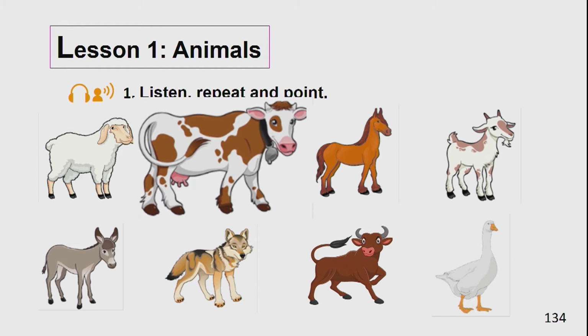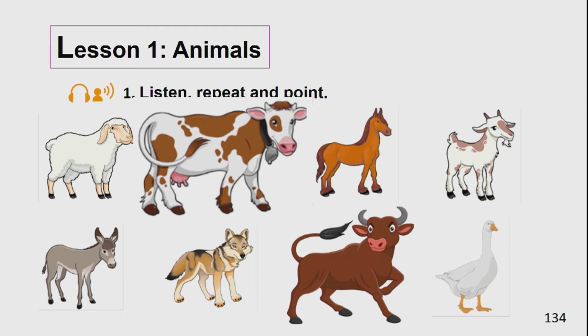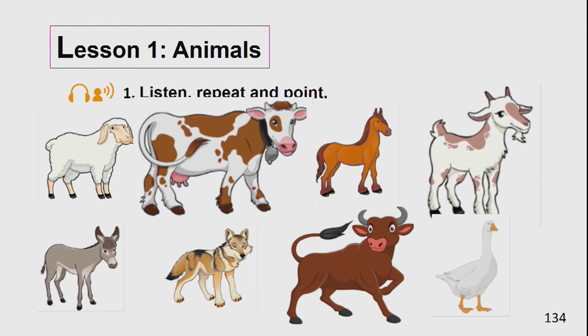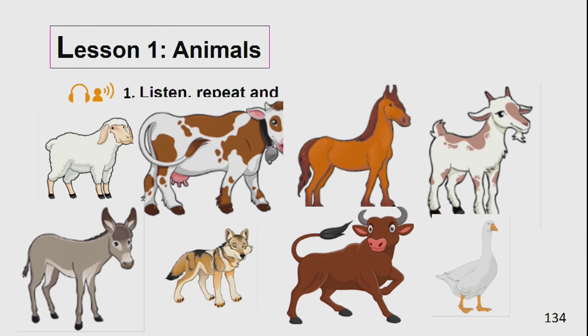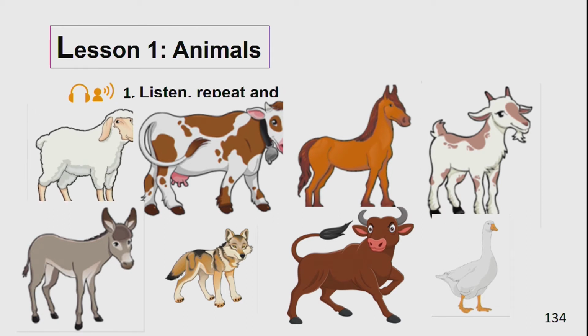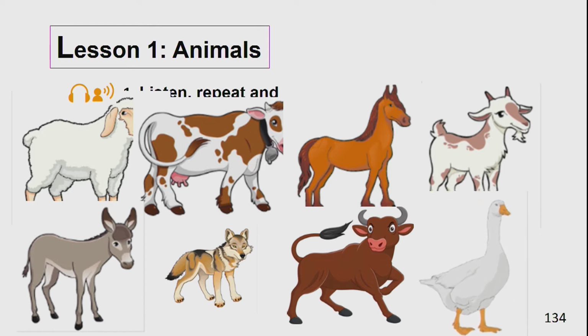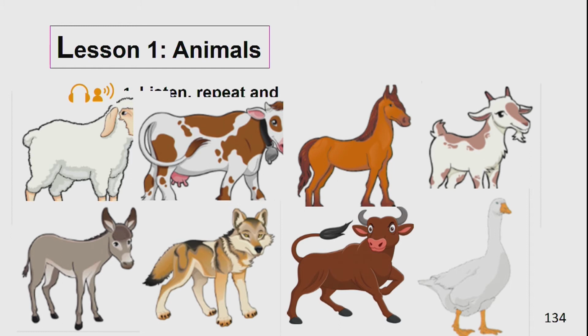Cow. Bull. Goat. Donkey. Horse. Sheep. Goose. Wolf. Good job, guys. Now open your books, guys.